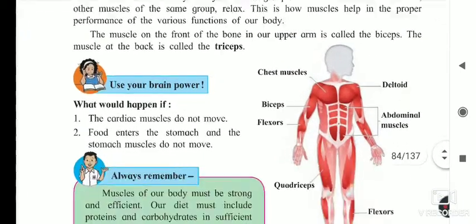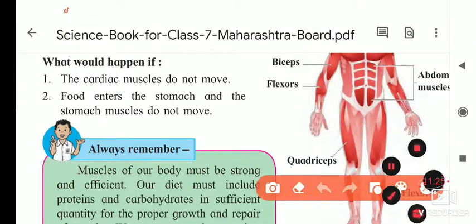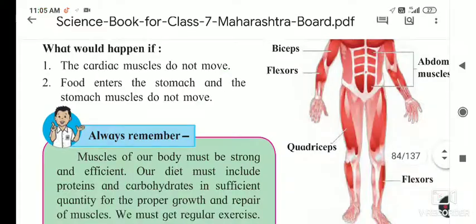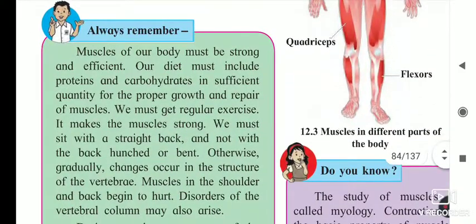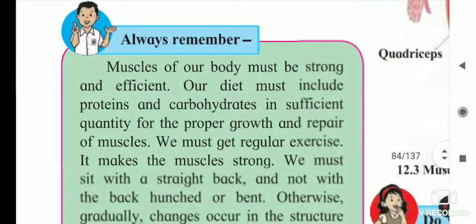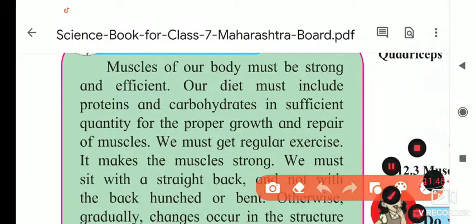Okay. What would happen if the cardiac muscle does not move? The person will die because the movement does not take place. The food enters the stomach, and the stomach muscles do not move. What will happen? The food will remain at that position. It becomes what? Spoiled, and the person faces so many health problems, and it may be fatal. He may die.